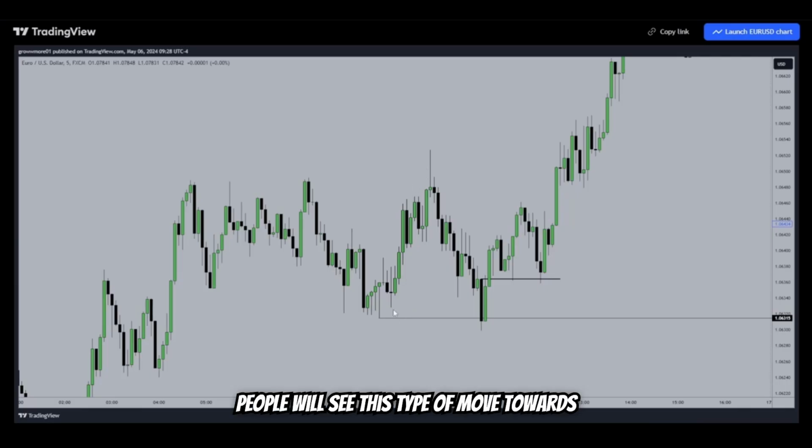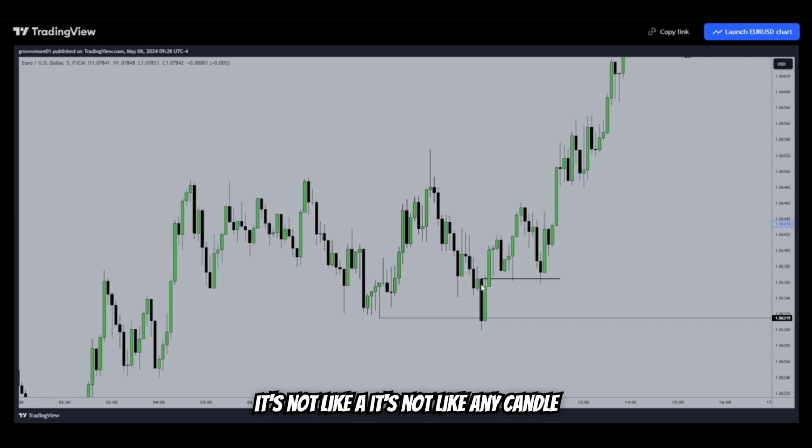When people see this type of move towards the upside, they will think this is a support zone, or that this doji candle is a demand zone. But if you look here, this candle was the first one to take the stop losses, and this is a bearish candle. This candle took the stop losses, and there was a big structural move towards the upside. So this candle will be our order block.